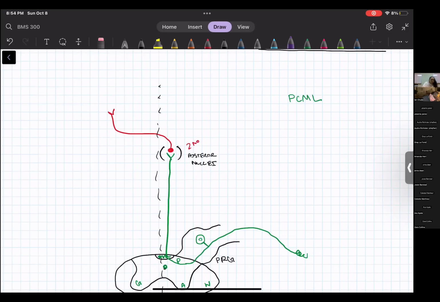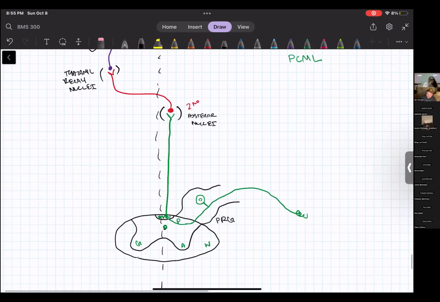And then I'm going to have the rest of my third order neuron, which synapses in the thalamic relay nuclei, which is in the thalamus. It's right in the center of the brain where all these neurons cross paths or synapse onto each other. And then I'm going to talk to my somatosensory cortex, where then I can have some sort of motor response. So that's our PCML. What are the modalities that the PCML bring? It's like, what are we sensing with the PCML?